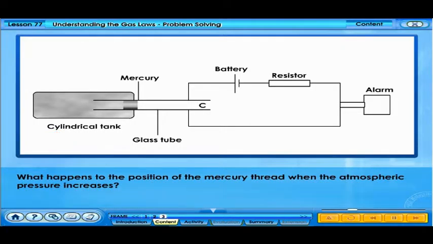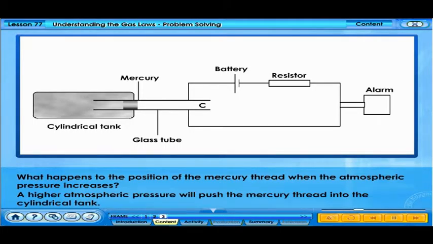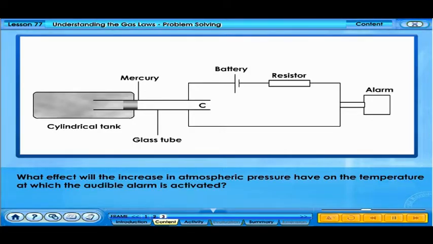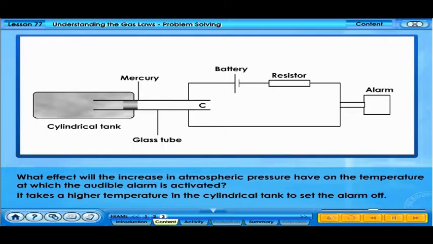What happens to the position of the mercury thread when the atmospheric pressure increases? A higher atmospheric pressure will push the mercury thread into the cylindrical tank. What effect will the increase in atmospheric pressure have on the temperature at which the audible alarm is activated? It takes a higher temperature in the cylindrical tank to set the alarm off.